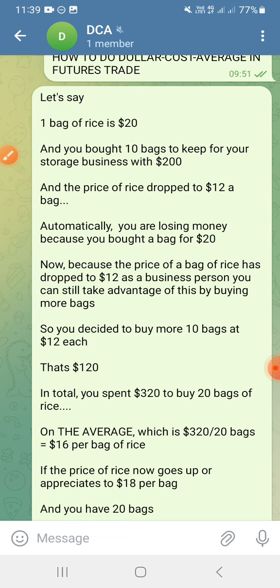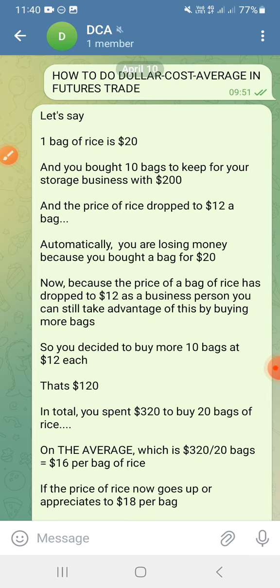People started selling because they were scared it's going to drop more. They sold and they lost, of course, but you said no, I'm not going to sell my rice. If I sold my rice, I'll be making a loss of $8 per bag. As the price of rice dropped to $12, technically you were already losing in the business because you bought a bag for $20. But thank God you have not sold. Your 10 bags are still there.